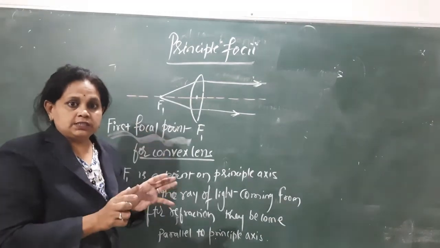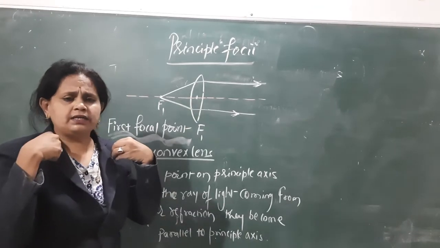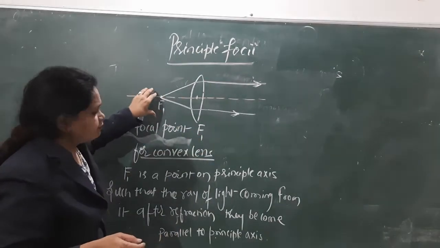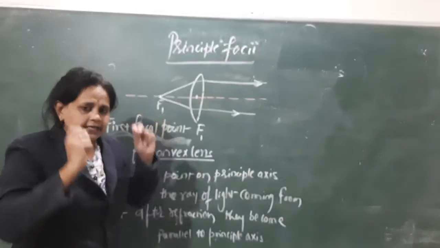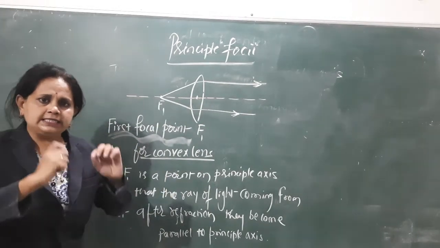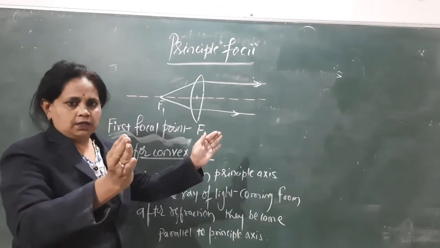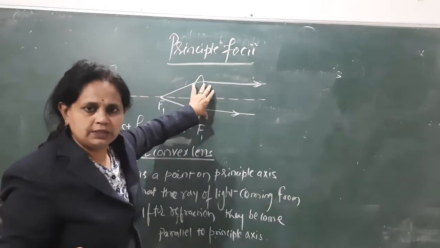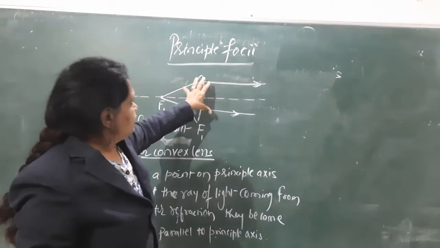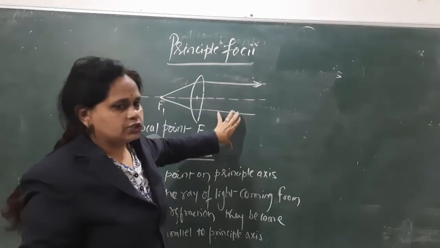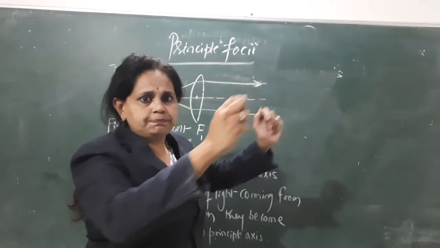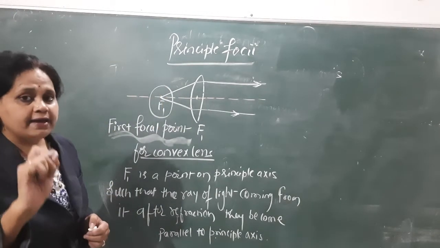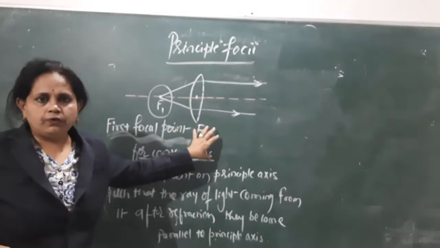In very simple words, very convenient, I don't want to make it more complicated: let us consider F1 is the source of light. If F1 is the point where the source of light is kept, then rays of light come out from the source. After coming out, they pass through the lens and get refracted, and after refraction these rays of light travel parallel to the principal axis. If such conditions are satisfied, then that particular point is called F1. That is the first focal point F1.